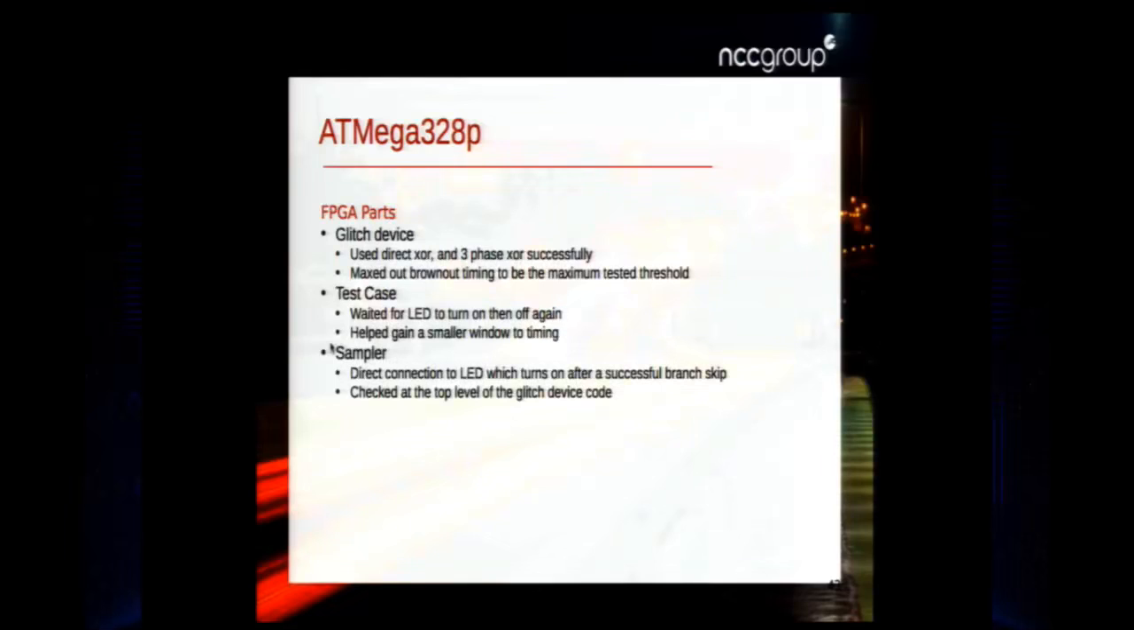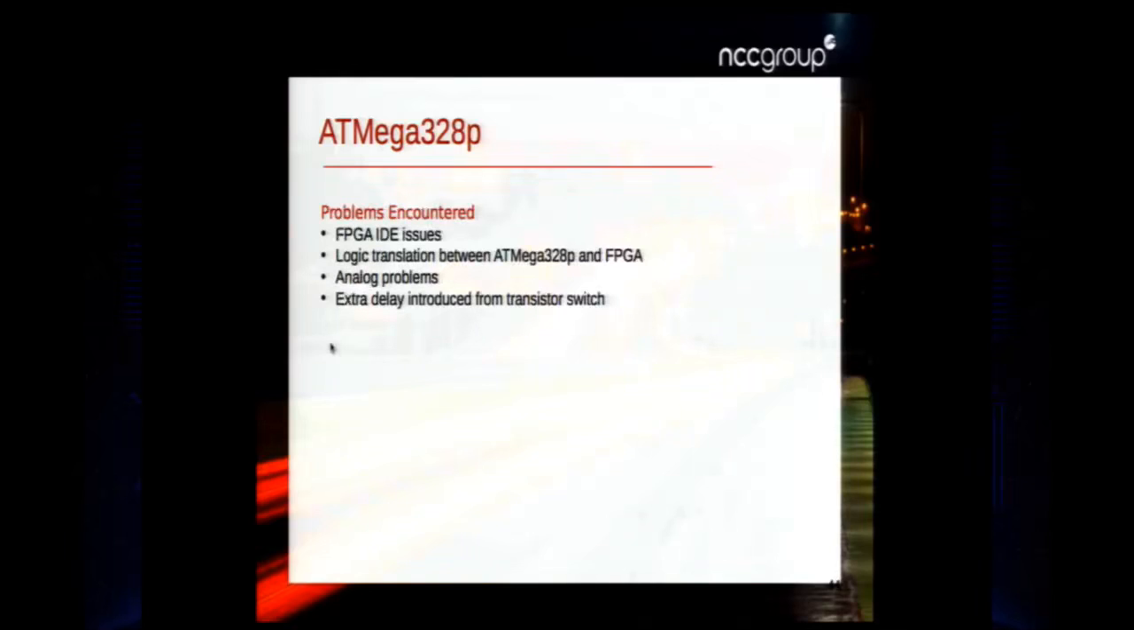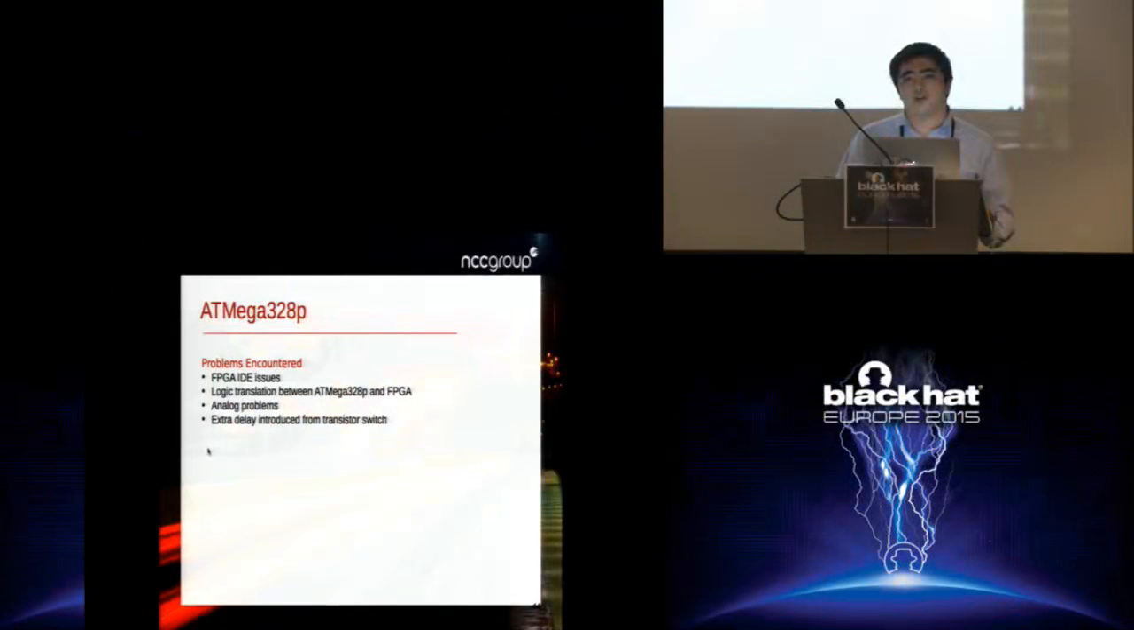This is just me going over what I used for the FPGA parts sections. For the glitching device, it was a direct XOR and a three-phase. Not much else to say about this. The problems I encountered were your standard issues with FPGA IDEs, the logic translation between the ATmega and the FPGA, and standard analog problems. When I tried to do the transistor switch for the brownout type of glitching on a 5-volt example, I encountered problems with the delay introduced from the transistor switch.